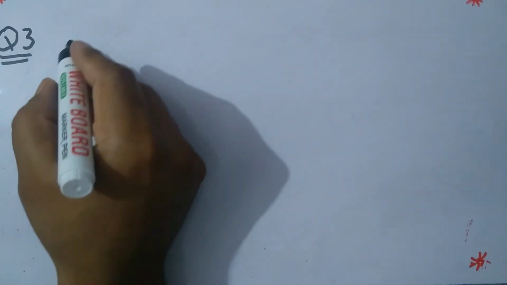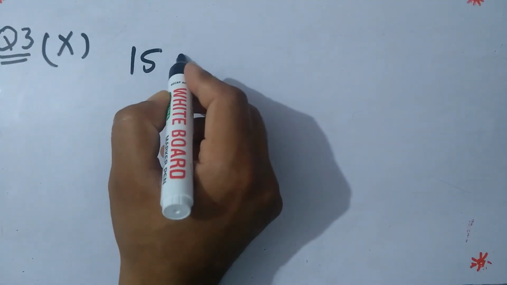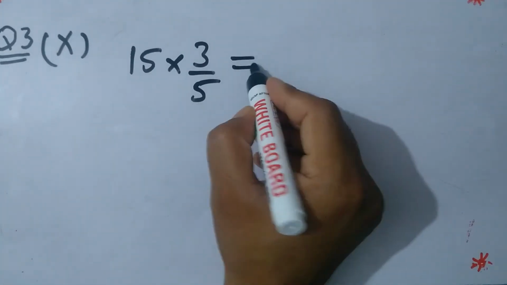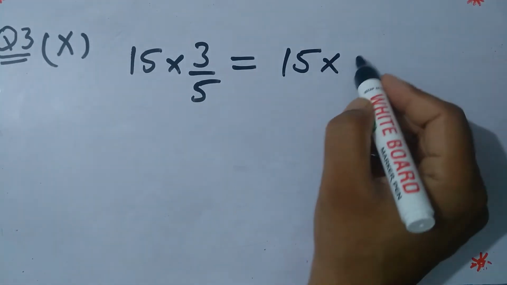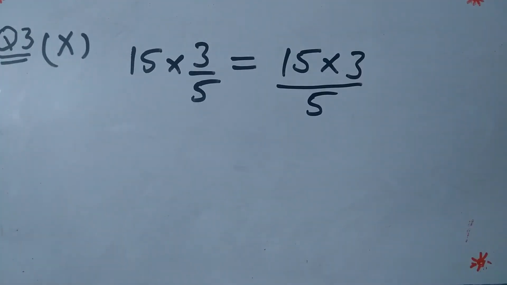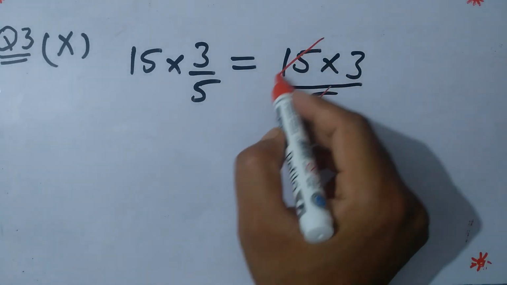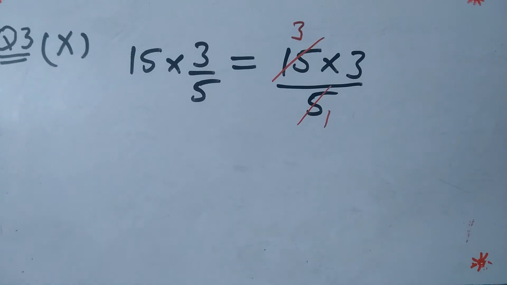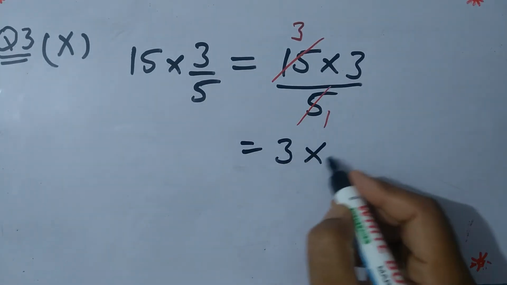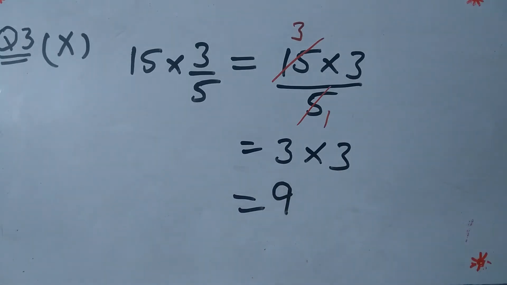Last part of the question, 15 into 3 upon 5. So we can write this as 15 into 3 upon 5. So my dear students, what we can do here? 5 ones are 5, 5 threes are 15. So we can write the answer 3 into 3 equal to 9.